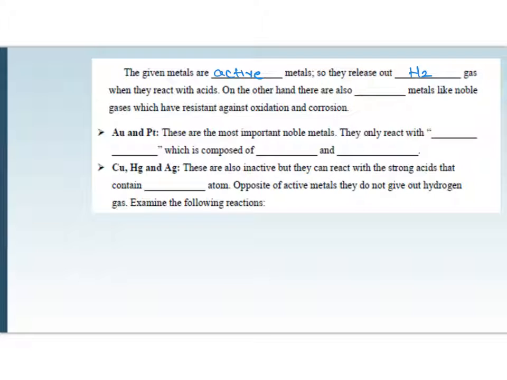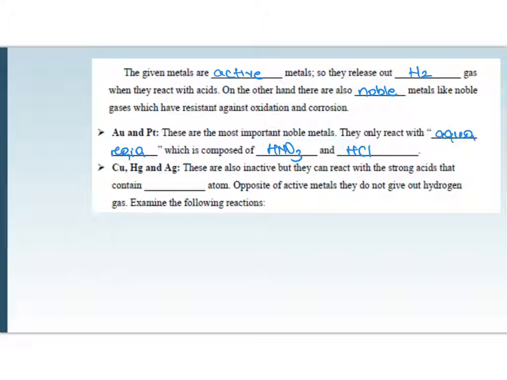On the other hand, there are also noble metals, like noble gases, which are resistant against oxidation and corrosion. So gold and platinum, these are the most important noble metals. They only react with aqua regia, which is composed of hydrogen nitrate and hydrochloric acid, 2 strong acids.